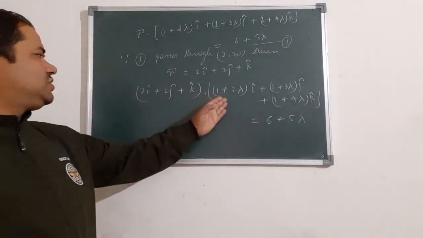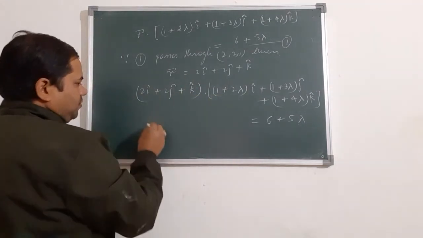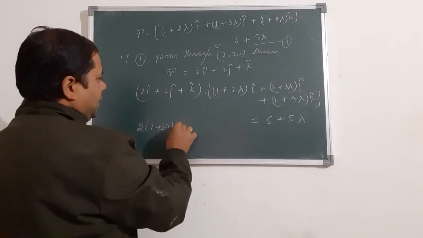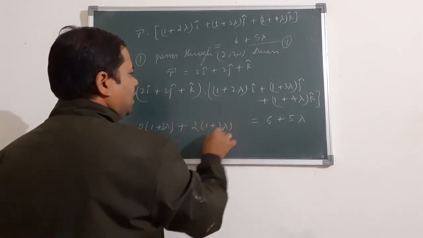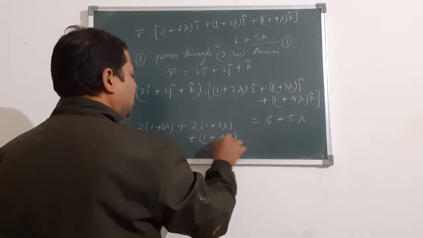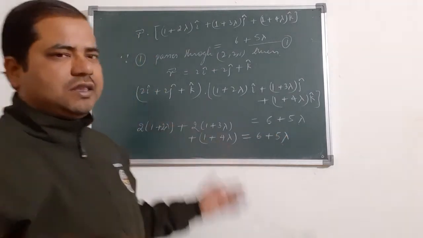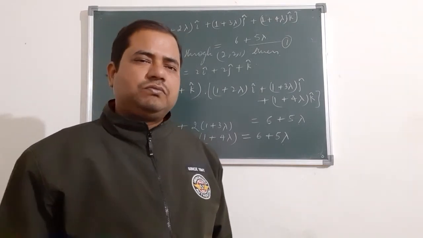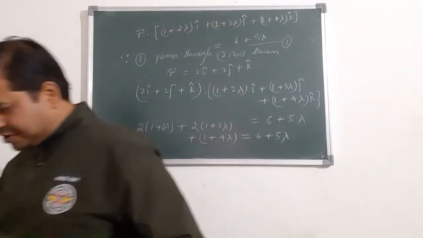Afterward you can solve: 2 times (1 plus 2 lambda) and 2 times (1 plus 3 lambda) and (1 plus 4 lambda) is equal to 6 plus 5 lambda. Solve it, get the value of lambda and put it in equation number 1. You will get the vector equation of the plane. Okay, now see the next question.